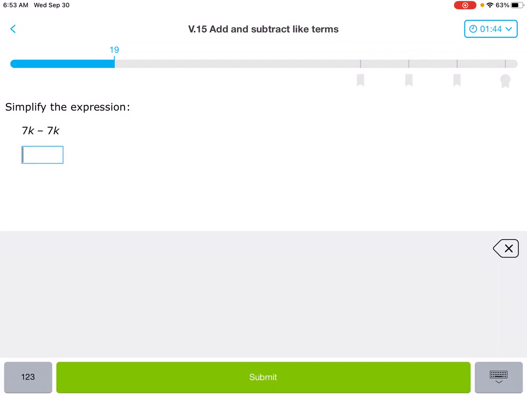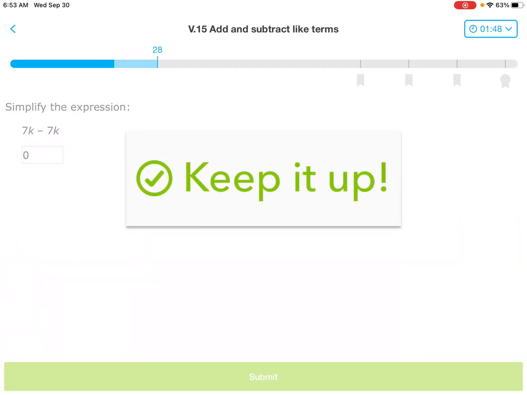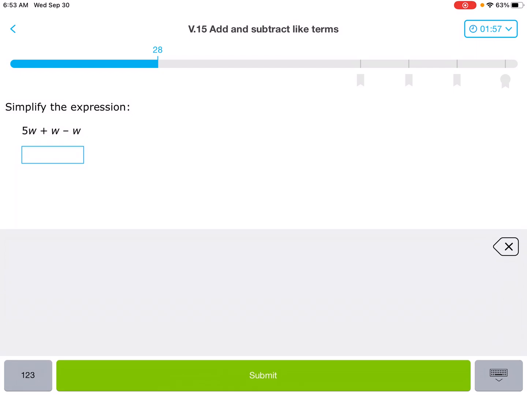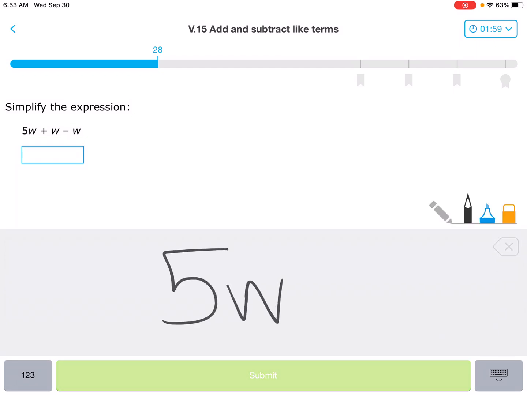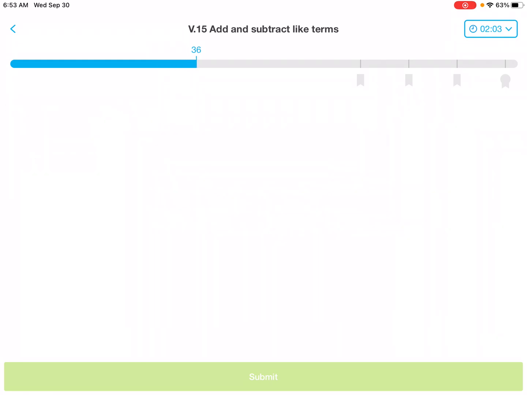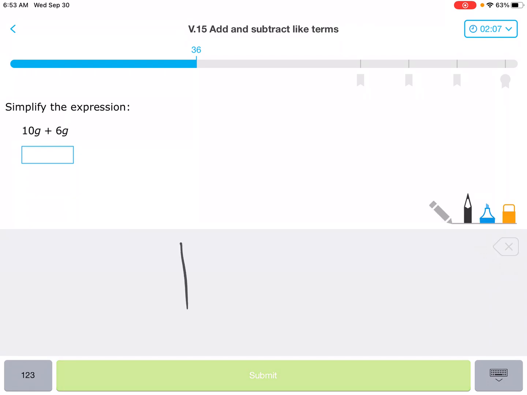7k minus 7k is 0. I have nothing left. 5w plus w would be 6w minus w would bring me back to 5w. 10g plus 6g is 16g.